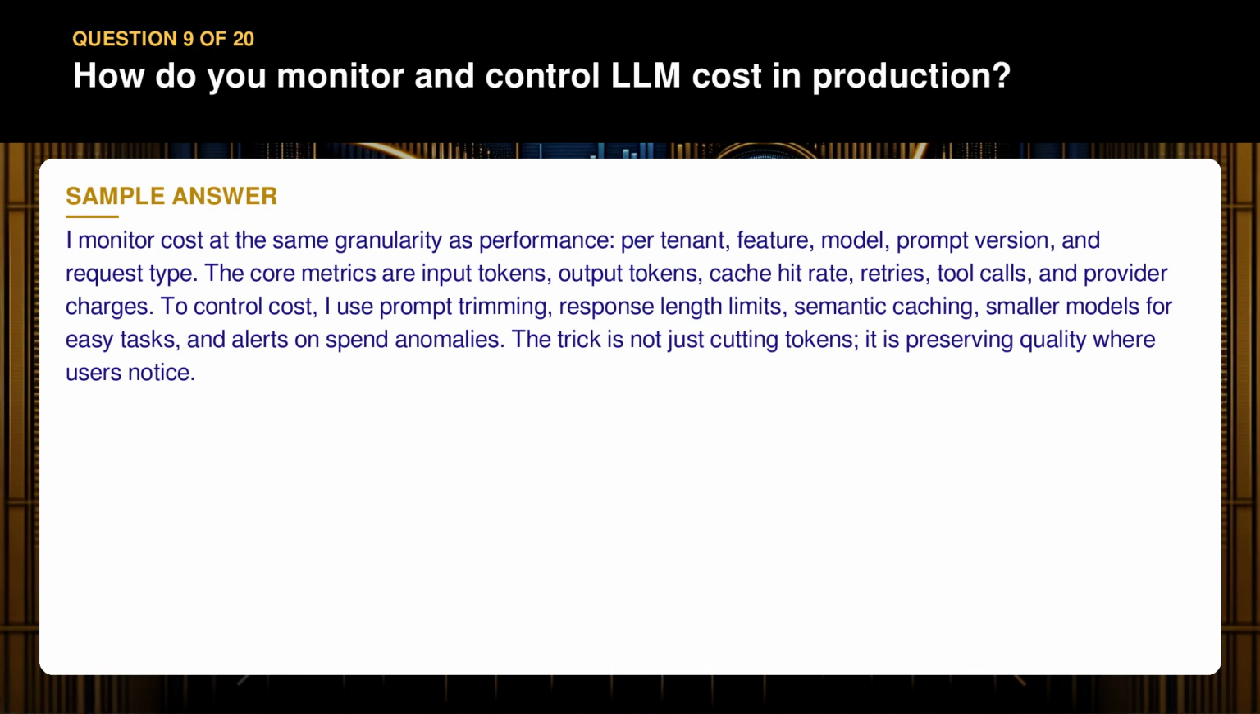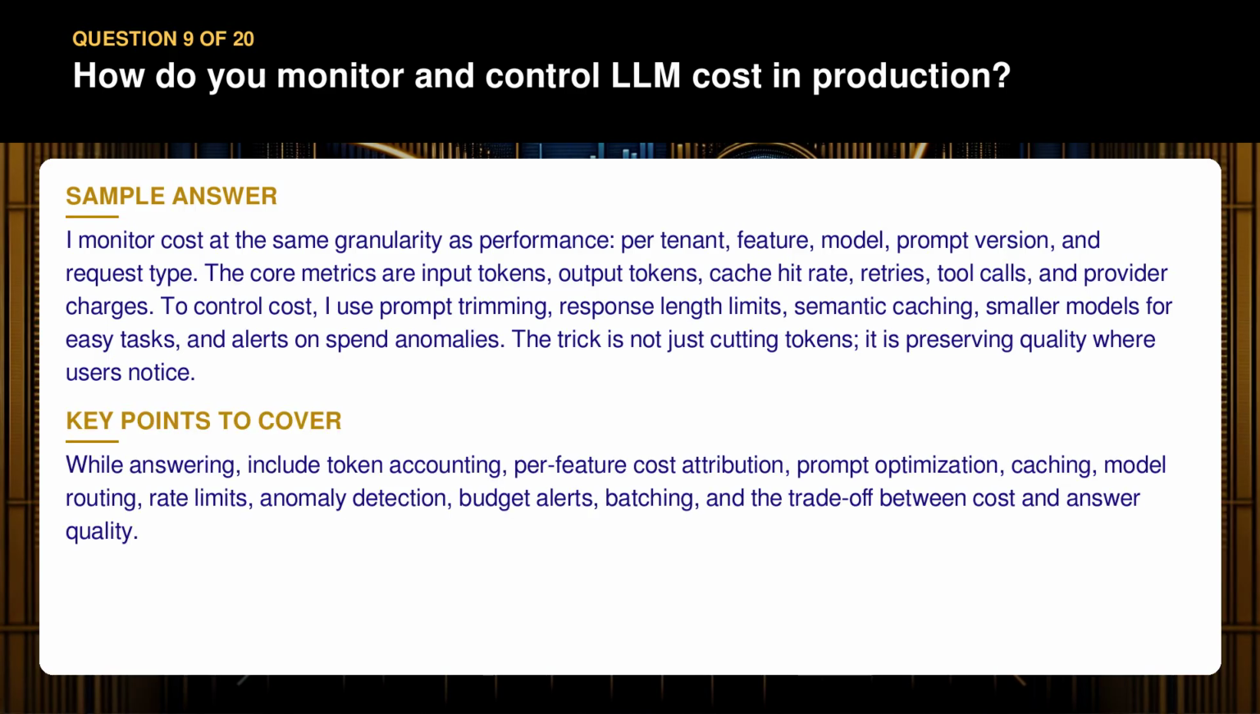To control cost, I use prompt trimming, response length limits, semantic caching, smaller models for easy tasks, and alerts on spend anomalies. The trick is not just cutting tokens, it is preserving quality where users notice.